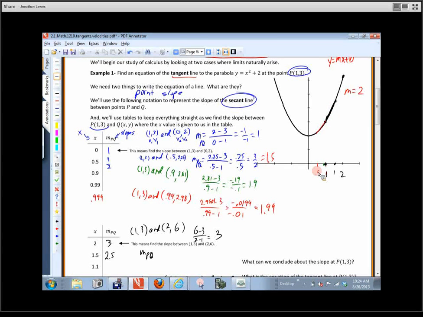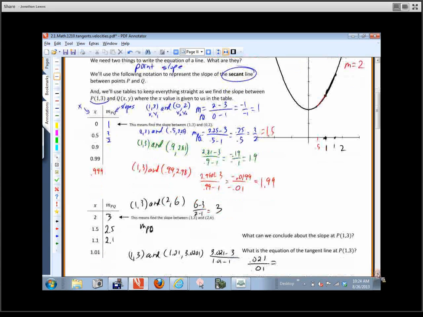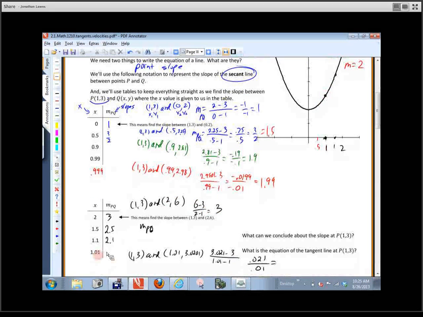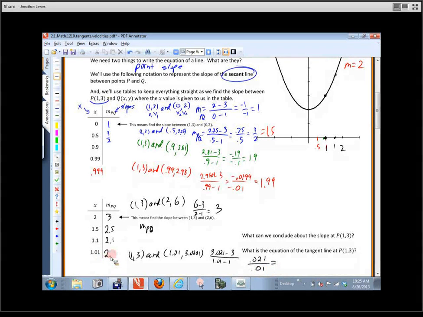Okay, and then with 1.1, what did you guys get? 2.1. So you got 2.1. Okay, move them even closer together. And then with 1.01, you guys confirmed, didn't you get 2.01? Sound right? 2.01.